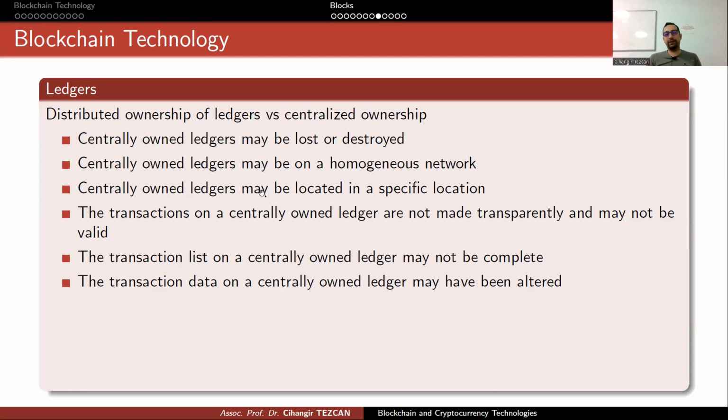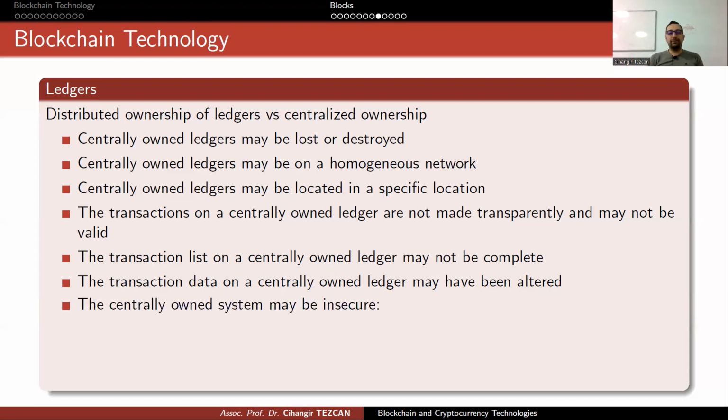Of course, don't think of this always as bank versus cryptocurrency. Here we're talking about centralized ownership of a ledger versus distributed ownership of a ledger. What you are storing on the ledger depends on the scenario. Okay. I'm trying to just justify why we use cryptocurrencies.